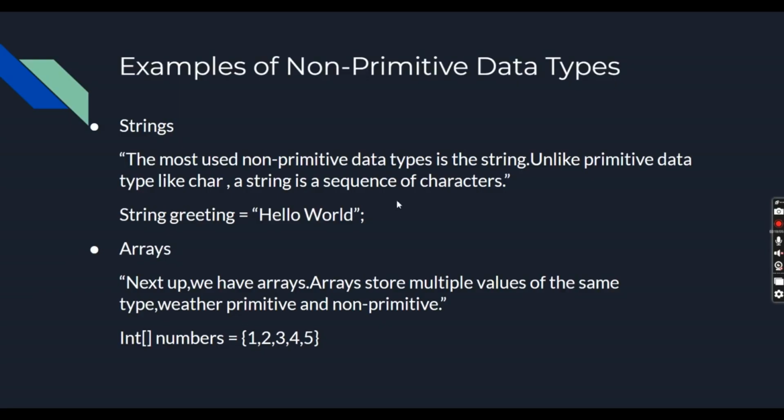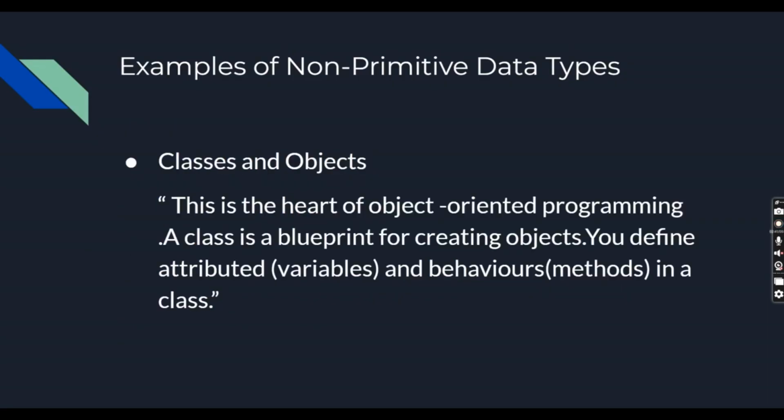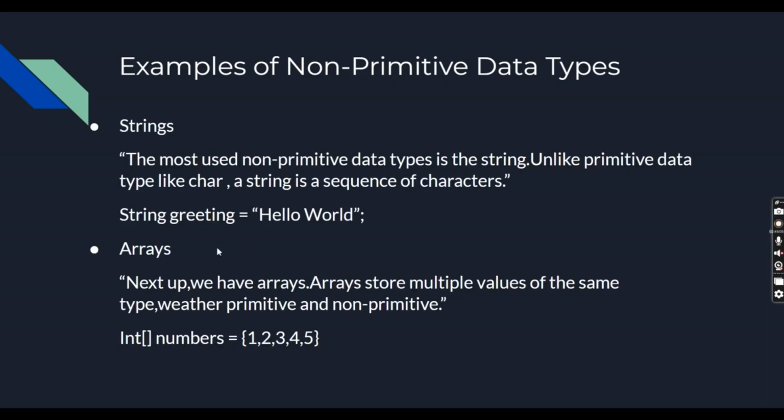Next are examples of non-primitive data types. Now let's look at the common non-primitive types you all encounter in Java. First one is strings. The most used non-primitive data type is the string. Unlike primitive data types like char, a string is a sequence of characters, right? This is the example: String greeting = "Hello World", in inverted commas. Greeting is a string with so many words.